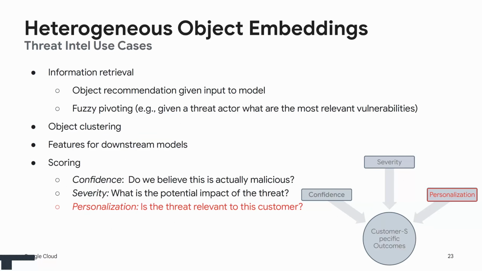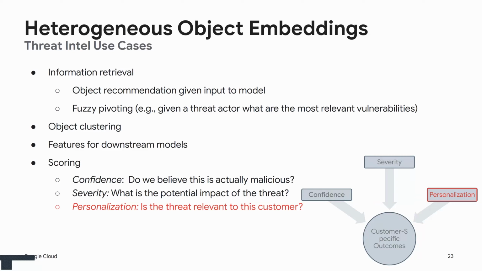Okay, so like I said, a lot of different use cases for these heterogeneous embeddings. Information retrieval, like I showed on the last slide. There's one other interesting use case, calling it fuzzy pivoting, right? So essentially using the embedding space to say, hey, what are the most relevant vulnerabilities given this threat actor embedding, right? Instead of having to go back to our knowledge graph and perform manual queries, we can just let the model do it for us, right? We don't have to do all these hops through the graph.